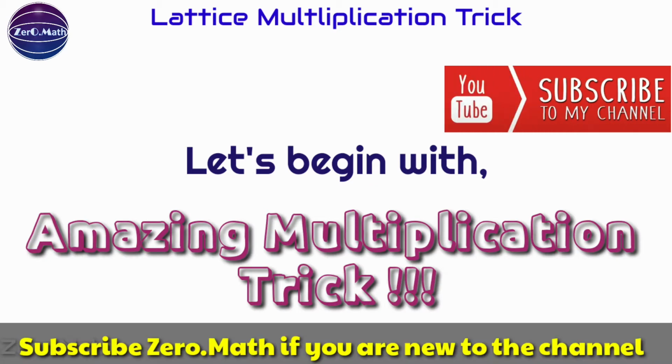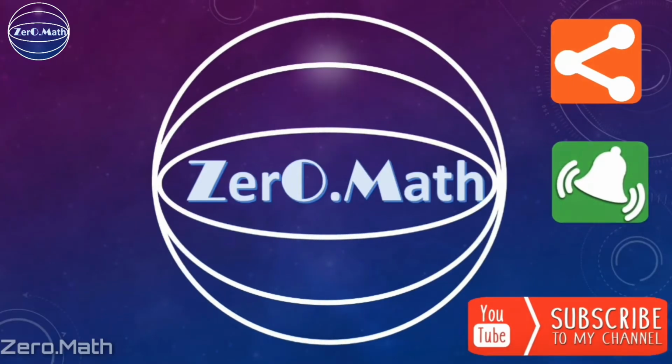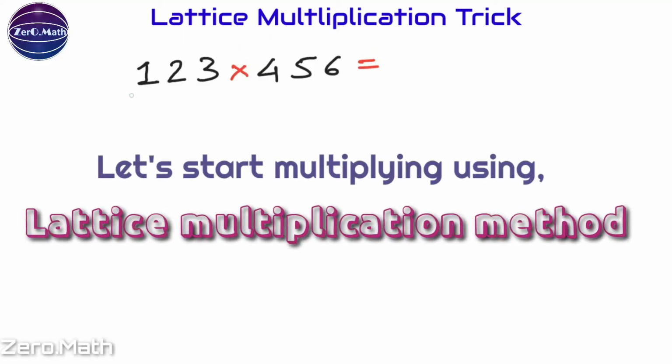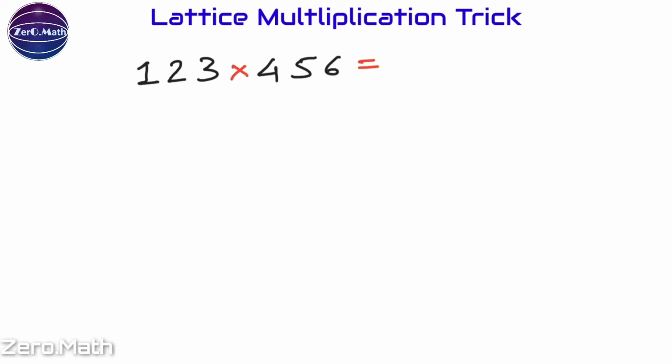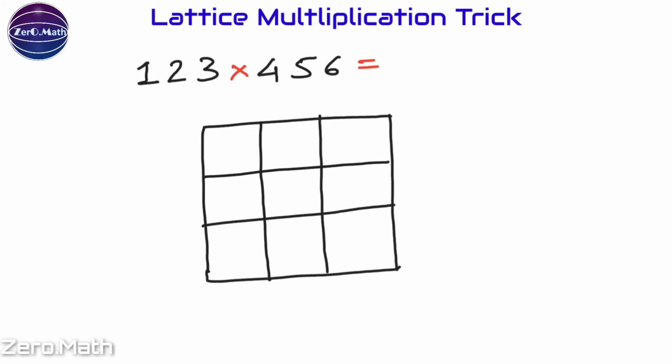Let's begin with this amazing multiplication trick. Let's multiply 123 into 456 using the lattice multiplication method. In this method, we will first draw a rectangle like this. Since we are multiplying a 3-digit number by a 3-digit number, let's divide this rectangle into 3 vertical parts and 3 horizontal parts like this.